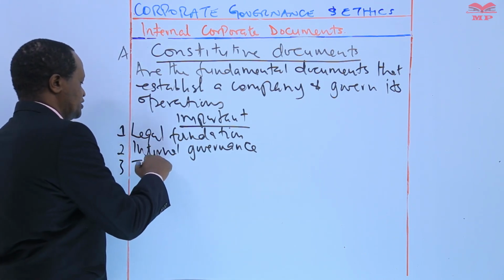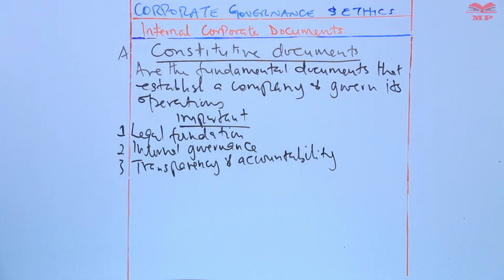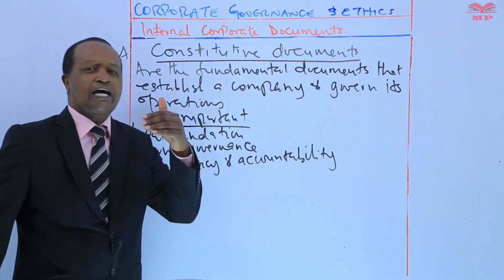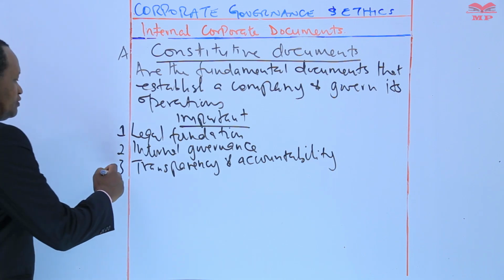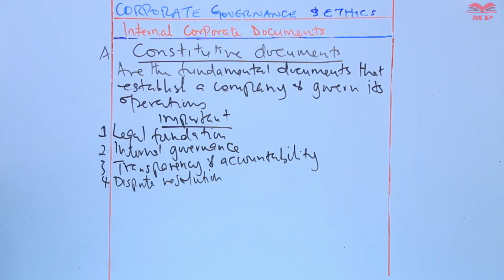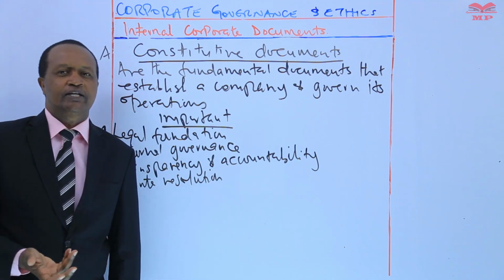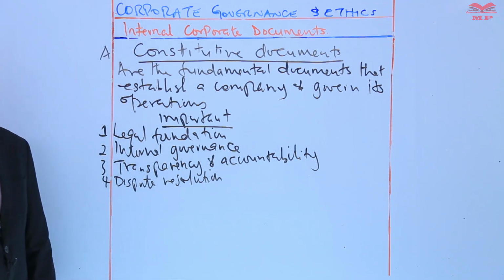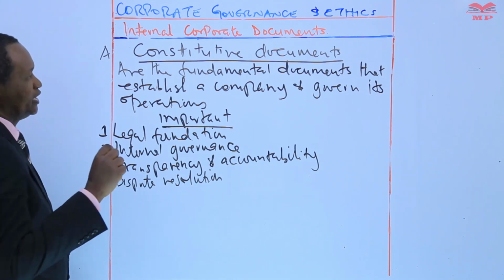Three, transparency and accountability. They ensure transparency by making the company's objectives and operations public, and they also hold the company and its officers accountable to the rules that are set out in these documents. Four, dispute resolution. These documents can be used to resolve disputes that may arise between the company and its members or among the members themselves. So these are four reasons why constitutive documents are important.